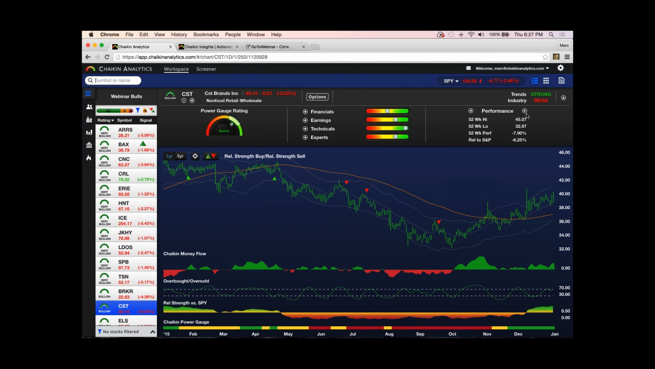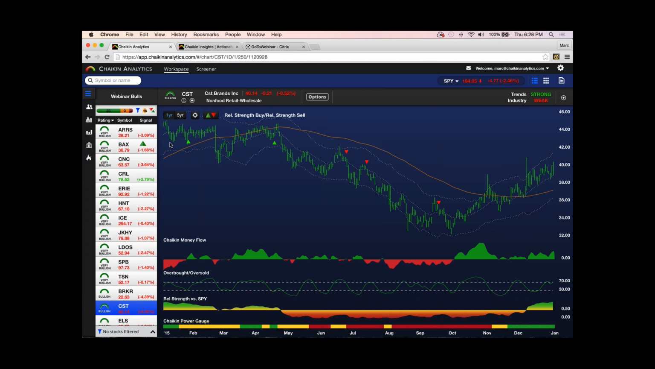PE of under 10. Let's see what the earnings look like. Earnings are going to be down in 2012. That's probably why you had, in 15 rather, that's why you had this big downtrend. But now the power gauge has turned bullish, and guess what? Someone knows something. Look at the institutional buying as measured by Chaikin money flow, and now with the stock at 38, you've got relative strength strong. So now you want to just look for a buy signal.